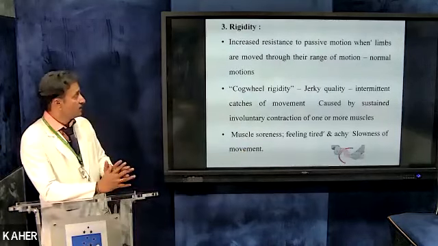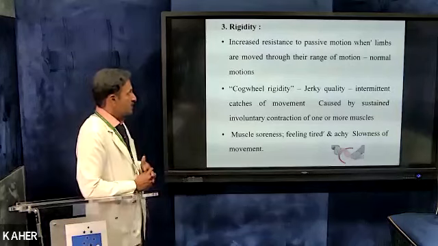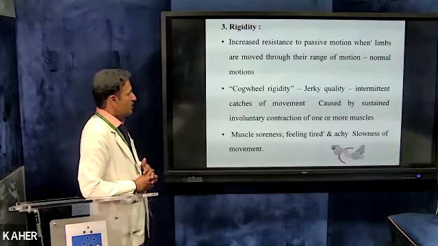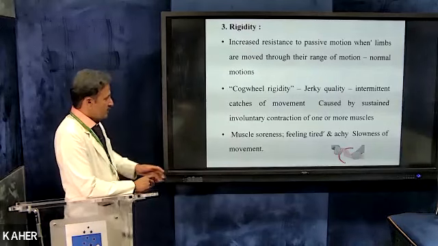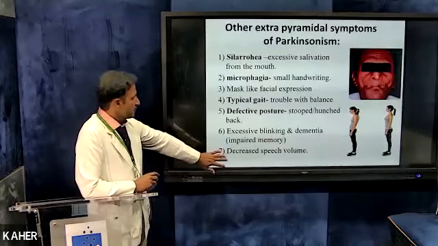Then another symptom is rigidity, an increased resistance to passive motions where the limbs are moved through their normal range of motion, and cogwheel rigidity. These are all symptoms of Parkinsonism patients.